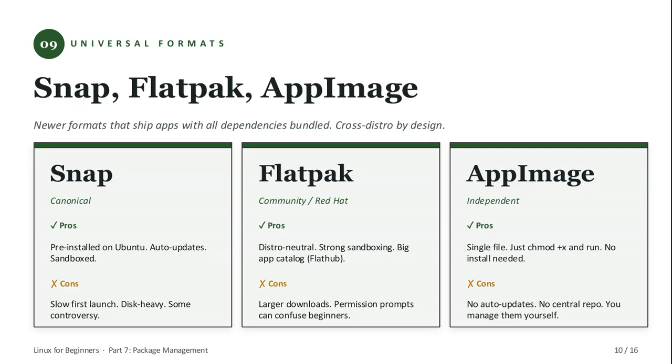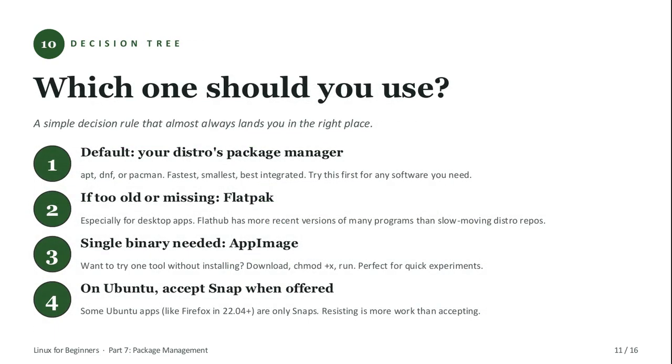And AppImage skips installation entirely. It's just a single file you mark executable and run, which is wonderfully simple, but you're on your own for updates. So with all those options on the table, how do you actually choose?